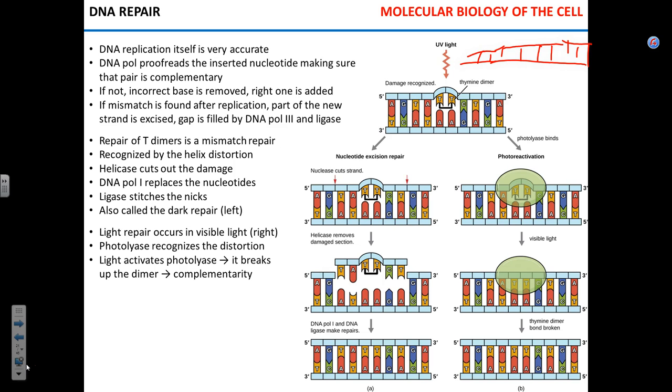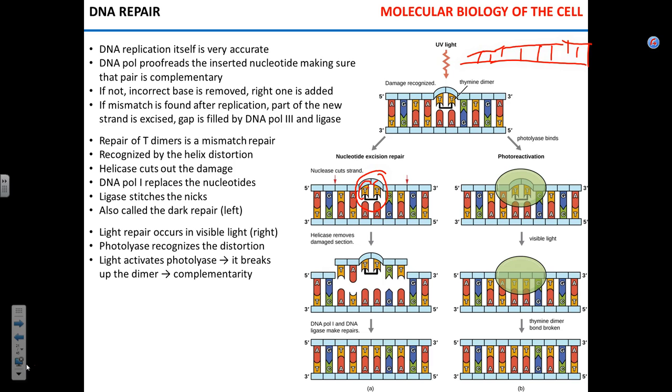Now, another problem with mutations. The example of mutation that we're going to talk about is the thymine dimer. You can see it right here. Those thymine dimers are formed as the result of exposure of DNA to UV light. And that is one of the reasons why UV light can be used as a disinfection technique.